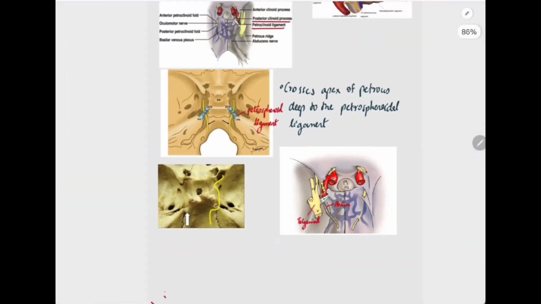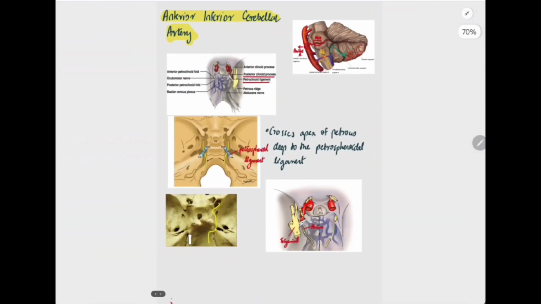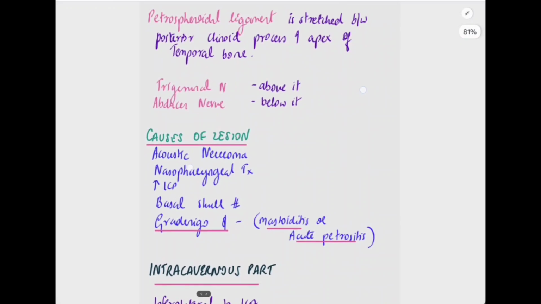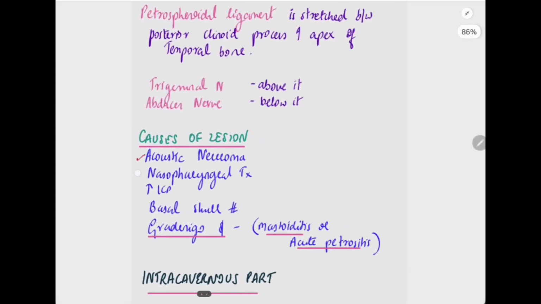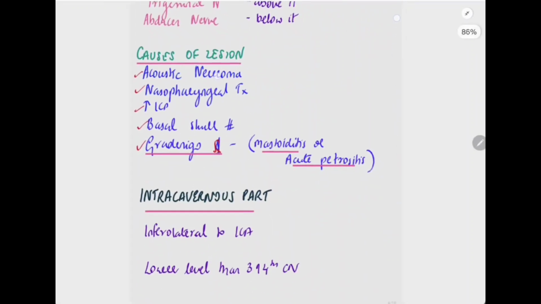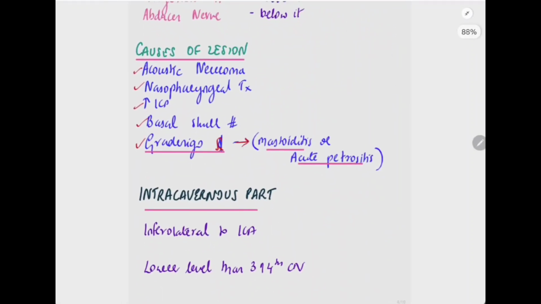Causes of lesion in this part are usually acoustic neuroma, nasopharyngeal tumors, raised intracranial pressure, and basal skull fracture. Gradenigo syndrome is most frequently caused by mastoiditis or acute petrositis.